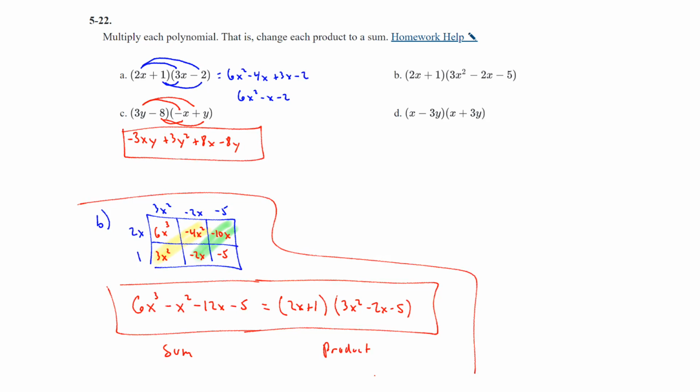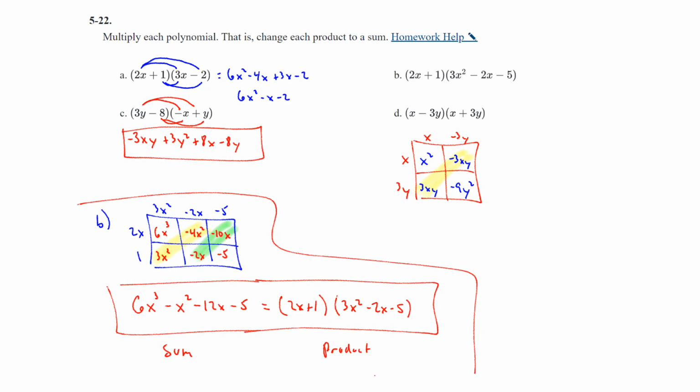And then on part D, I'll use the generic rectangle on this one, to give you two of each. This one has x minus 3y on one side and x plus 3y on the other side. And watch what happens on this one. We get our x squared, we get negative 3xy, positive 3xy, and then negative 9y squared. What happens to your like terms on this one? You'll notice that they cancel out.